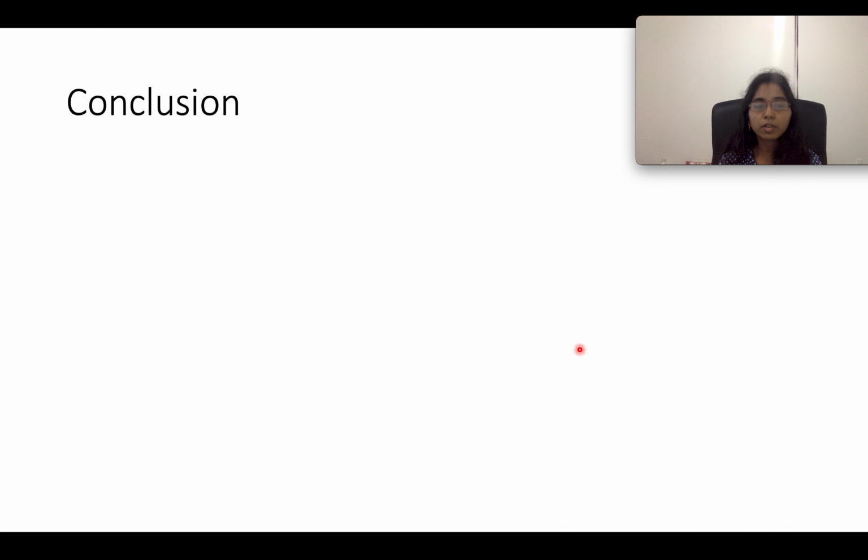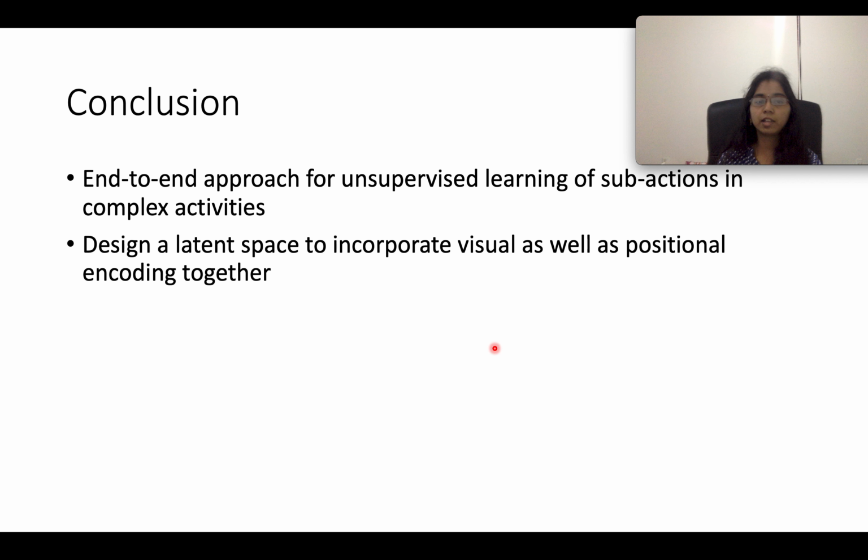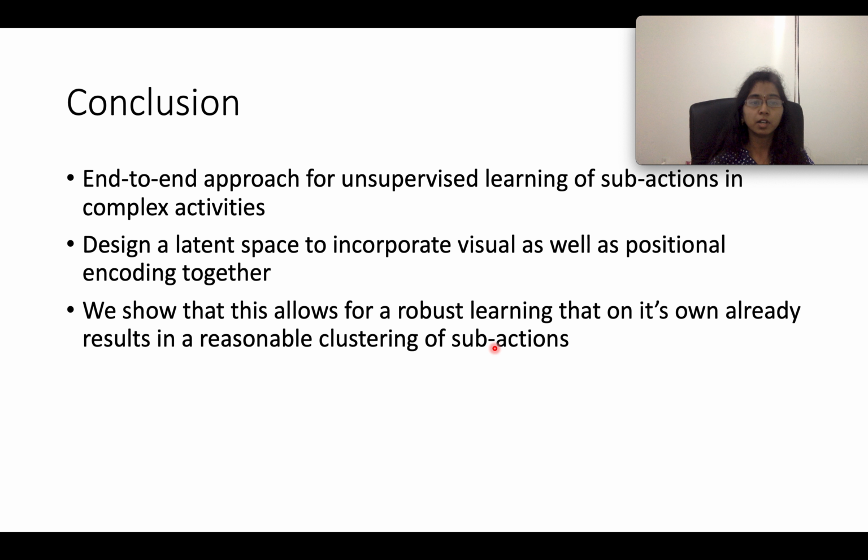So, to conclude, we propose an end-to-end approach for subaction learning in complex activities in an unsupervised manner, and design a latent space that incorporates visual as well as positional information together. And then we show that this sort of learning helps produce robust representations that in itself are able to do a reasonable clustering of subactions.